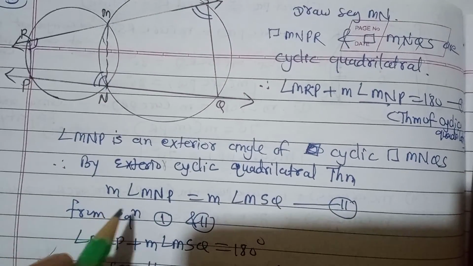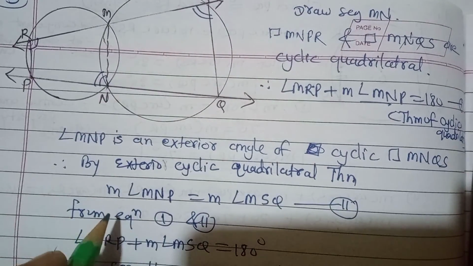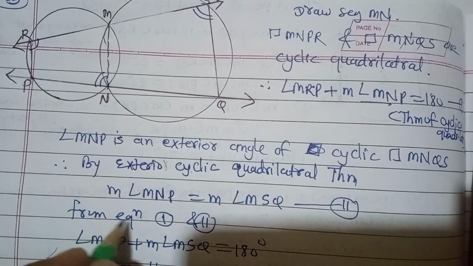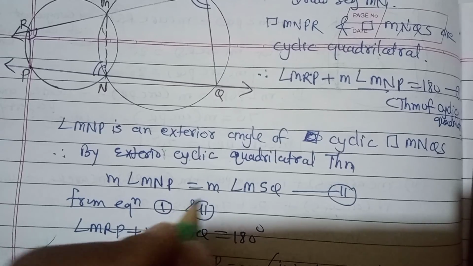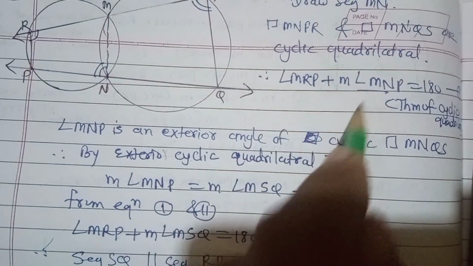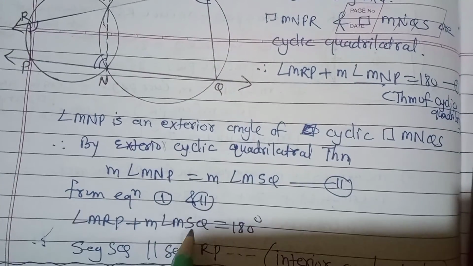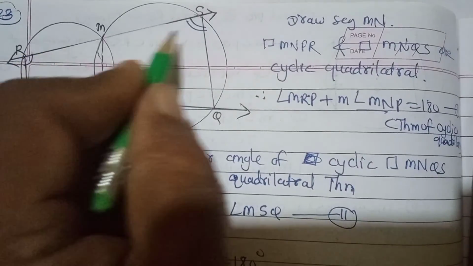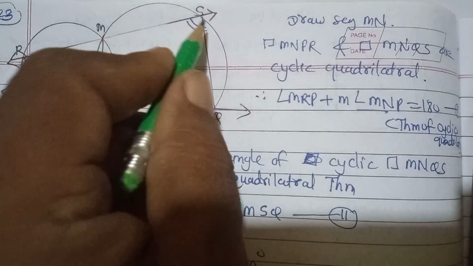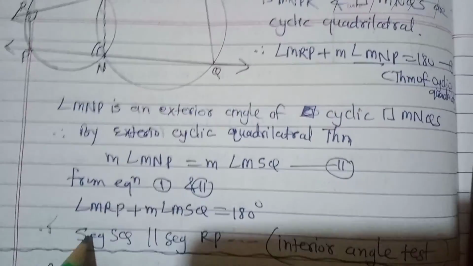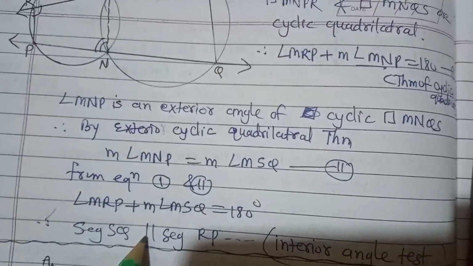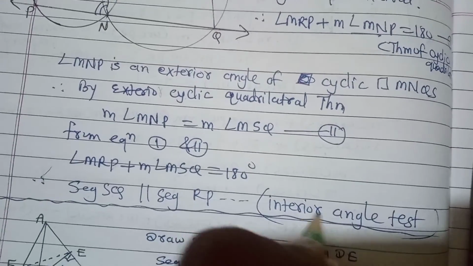So from equations 1 and 2, angle MRP plus angle MSQ equal to 180 degrees. Both angles sum to 180, so they are interior angles. So seg SQ is parallel to seg RP, by the interior angle test.